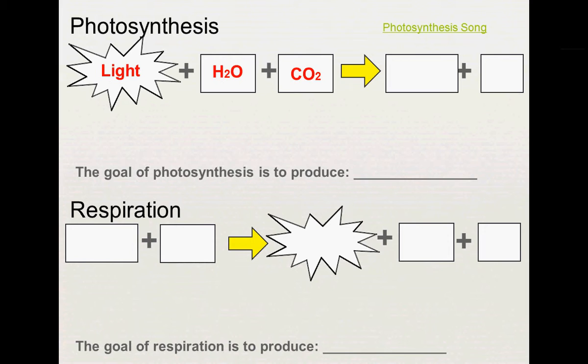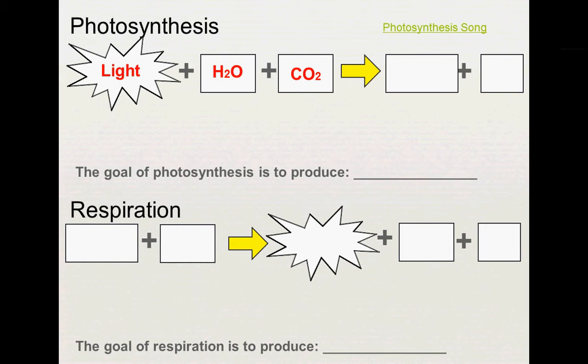Where does the carbon dioxide come from? Karina? The air. Yeah, the air. There's carbon dioxide in the air. And so plants absorb some of that carbon dioxide into their leaves. So carbon dioxide from the air, they get water through their roots, they get sunlight from the sun.